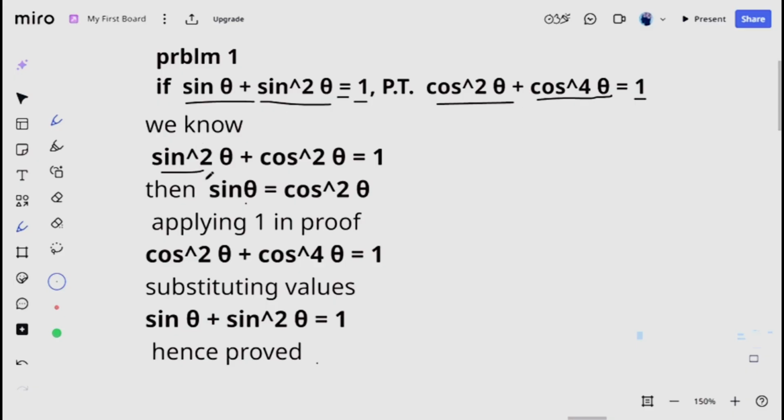So we know that sin square theta plus cos square theta is equal to 1. Now I've directly written that sin theta is equal to cos square theta. People who don't know, let me explain here. So sin square theta plus cos square theta is equal to 1, and for this value to be equal to 1, sin theta value should be cos square theta. Yes or no? Yes. So then this sin theta value will become cos square theta.